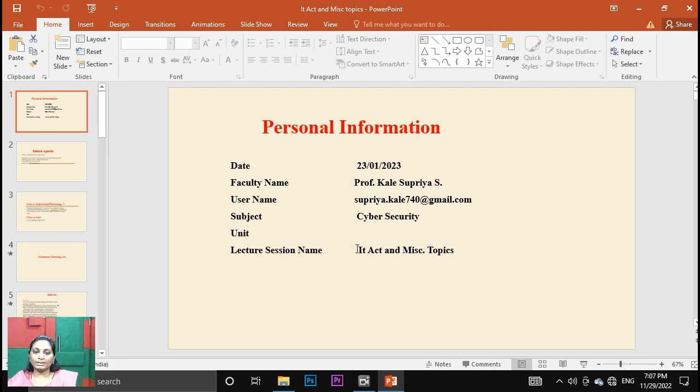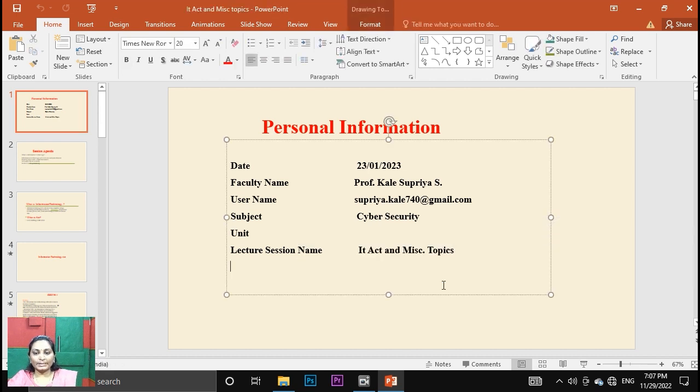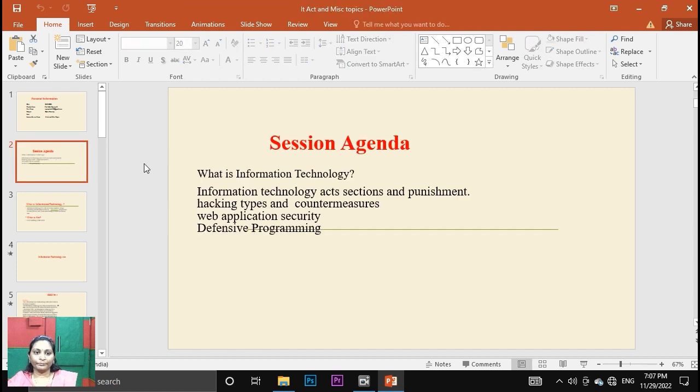In that we see the topics IT Act and some related topics to cyber security. Now our session agenda. In this session we see the topics. The first topic is what is information technology. After that the topic is Information Technology Act, sections and punishments. Next, hacking types and the countermeasures. After that we will see the topics web application security, and after that we will see defensive programming.